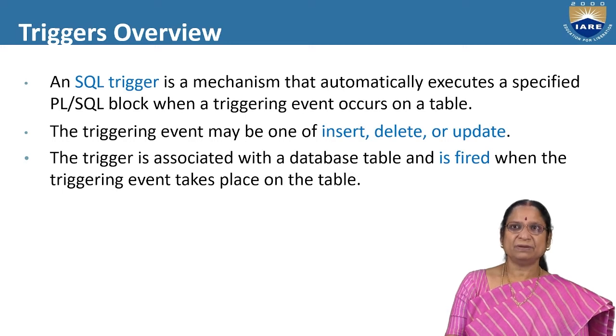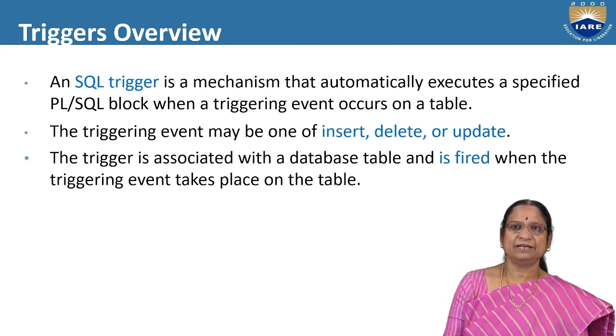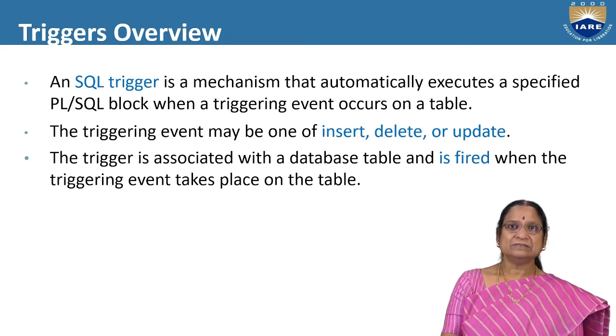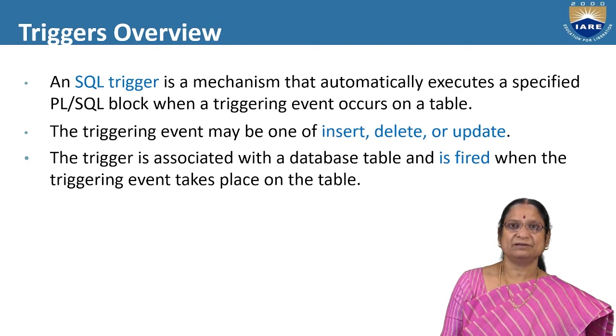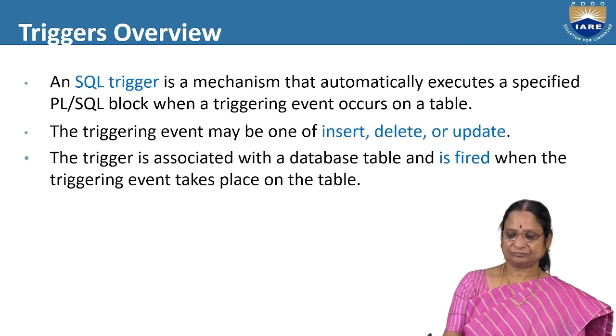The triggering event may be any of the DML statements: insert, delete, or update. And the trigger is associated with a database table and is fired when the triggering event takes place on the table. Sometimes triggers can be written at the table level. Sometimes triggers can be written at the row level, of course, we'll discuss row triggers also. And triggers can also be implemented on various levels of the data items.